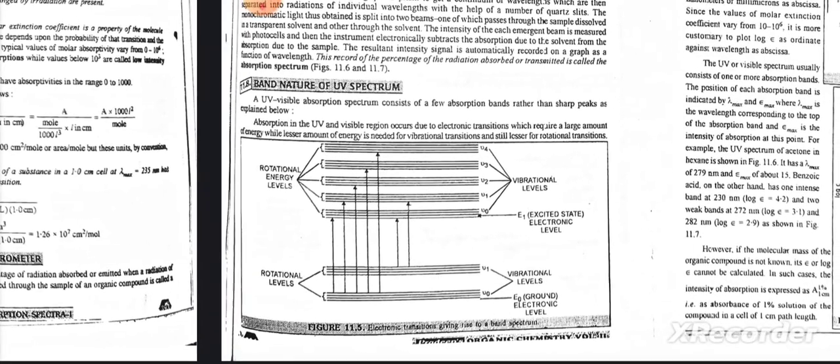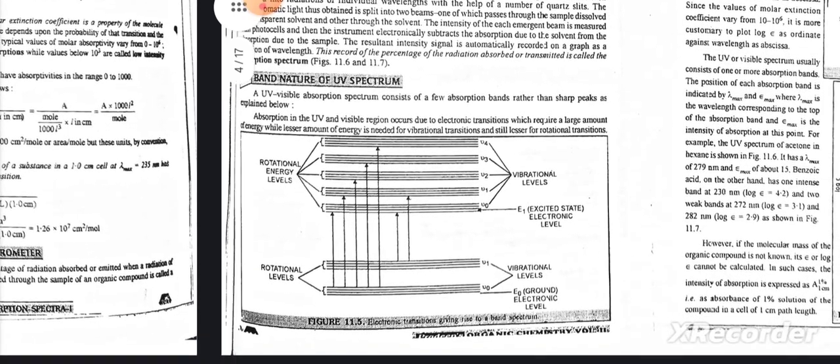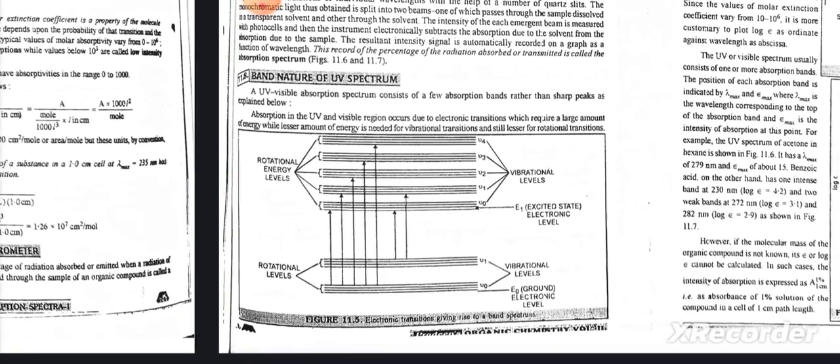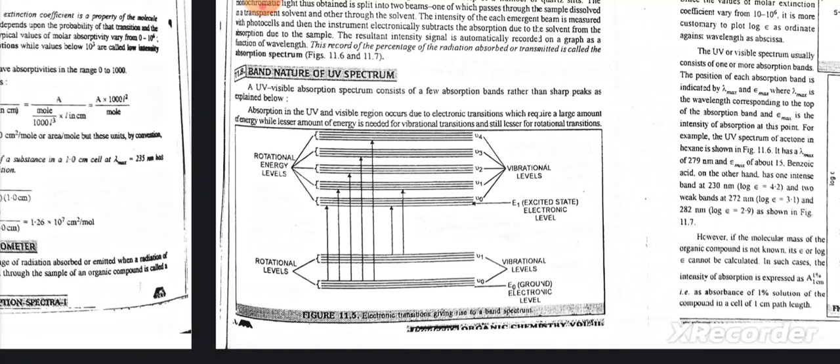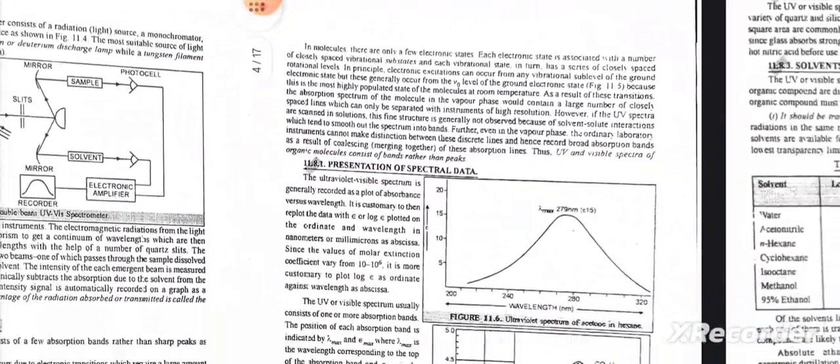Band nature of UV spectrum. A UV visible absorption spectrum consists of a few absorption bands rather than sharp peaks, as I explain below. Absorption in the UV and visible region occurs due to the electronic transitions which require a large amount of energy, while a lesser amount of energy is needed for the vibrational transition and still lesser for the rotational transitions.